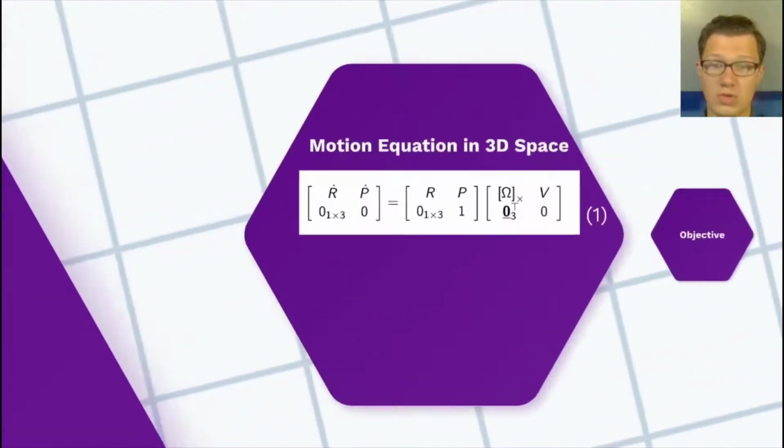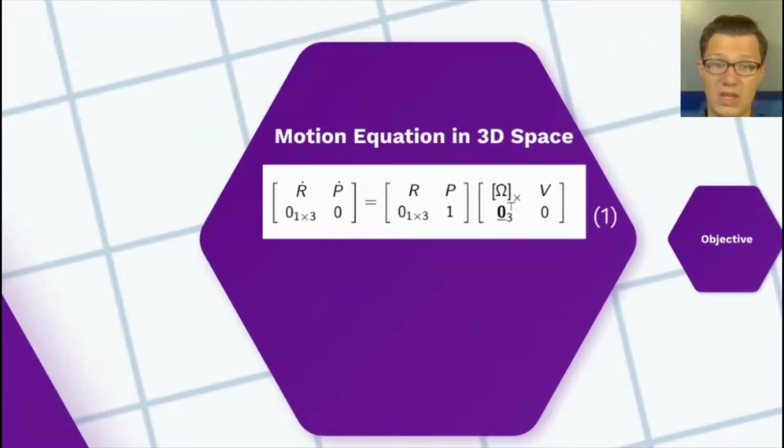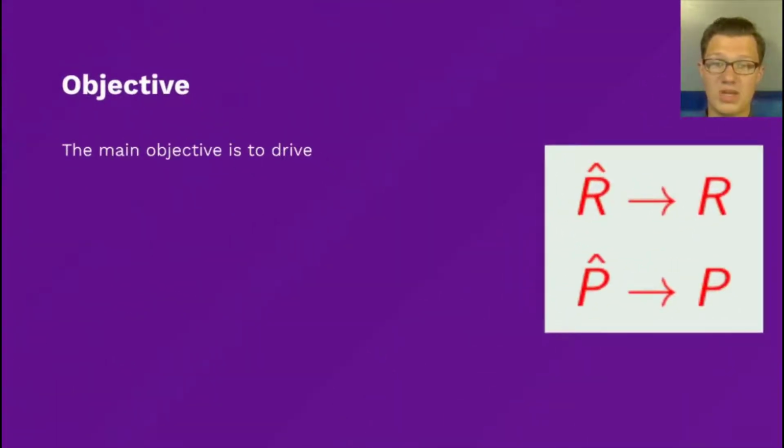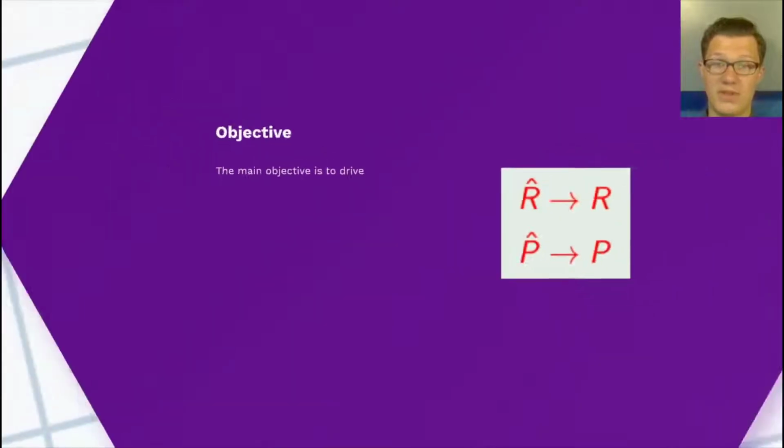So the equation of motion of any rigid body rotating and moving in 3D space can be represented by equation 1, where r denotes the body's orientation, p denotes the rigid body's position in 3D space, omega represents the rigid body's angular velocity, and v represents the rigid body's translational velocity. As stated before, our objective is to estimate the value of the orientation of the rigid body in the 3D space and to estimate the position value of the rigid body in the 3D space.